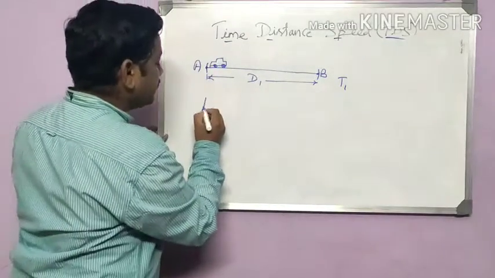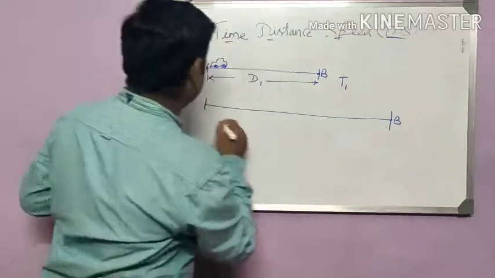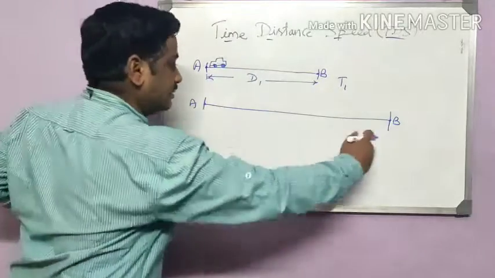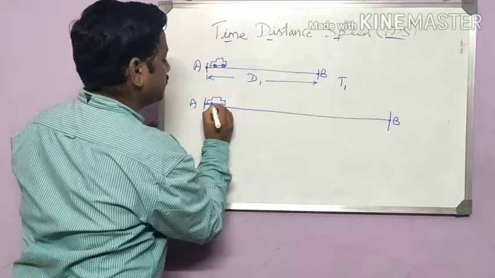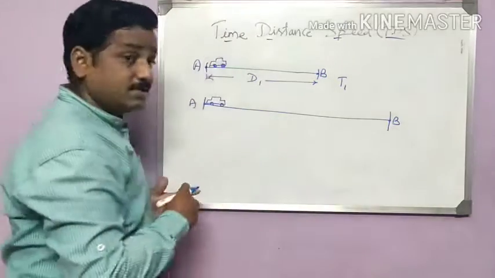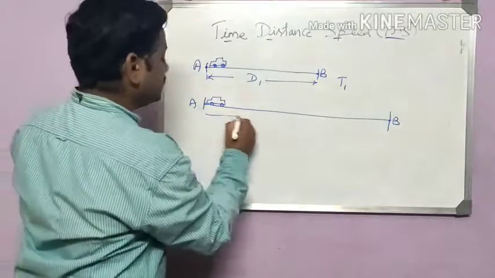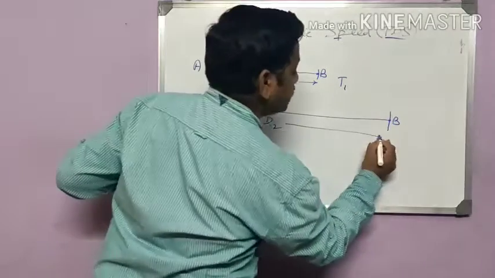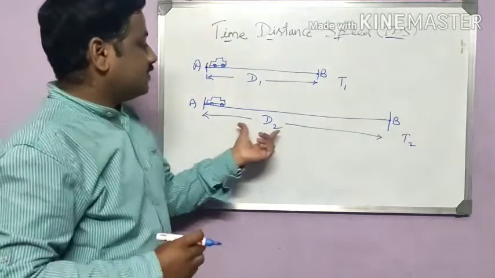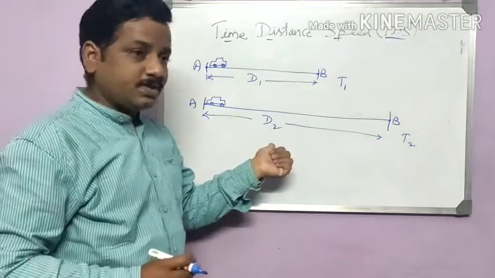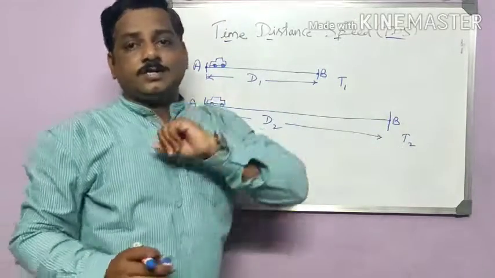Now I will consider the same car, but now the distance has been increased from A to B, and the same car is going to travel from A to B. Now tell me whether this car will reach at the same time T1? Definitely not. It may or may not be. I'll tell you why it is may or may not be. There is a condition. Now let's take this distance as D2 and the time taken by the car to go from A to B as T2.